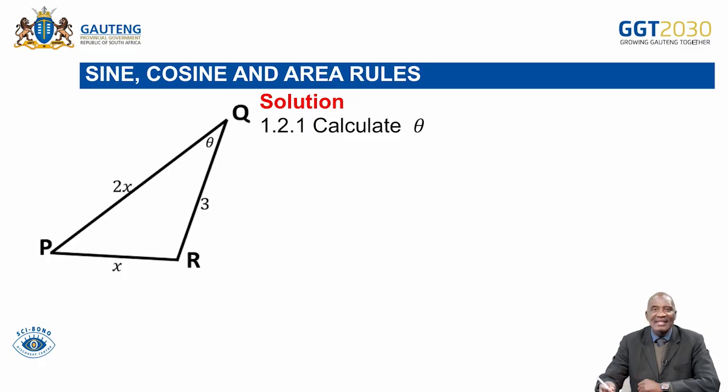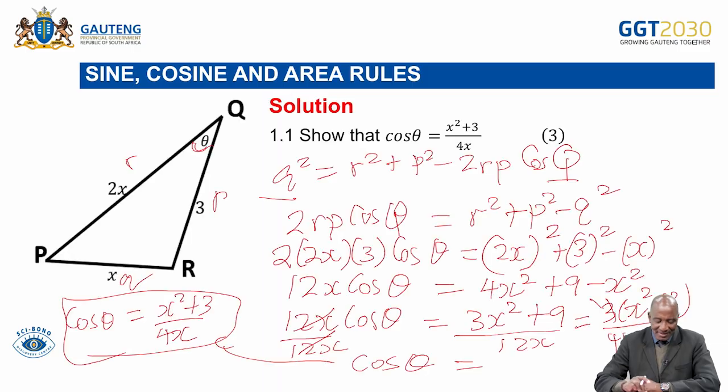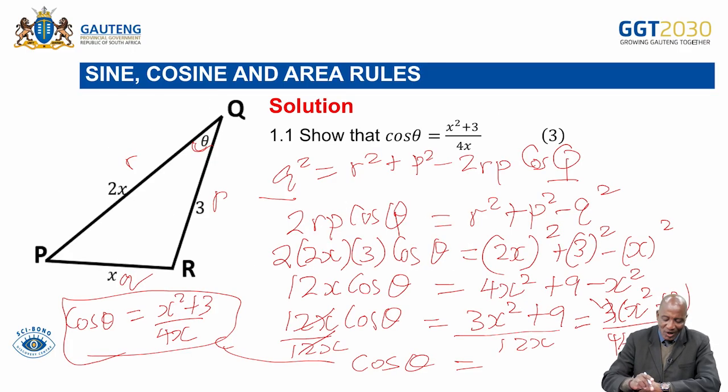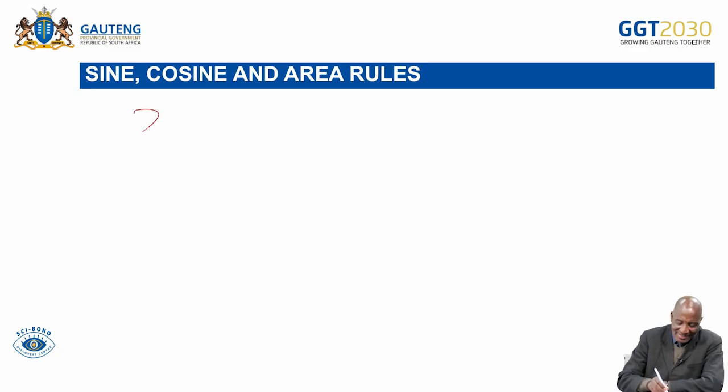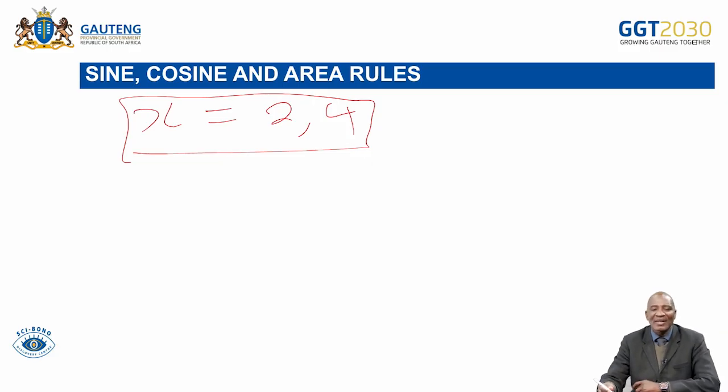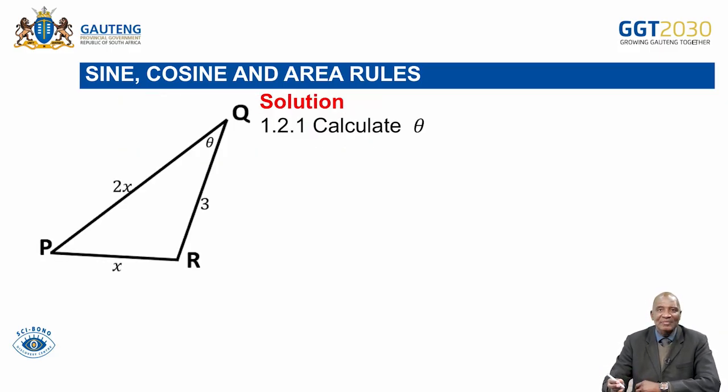The next question says, calculate the value of theta. Question 1.2 was saying if x is 2.4, we are now told that x is equal to 2.4. We are given the value of x now, and we are asked to find the size of theta, given that x is equal to 2.4.